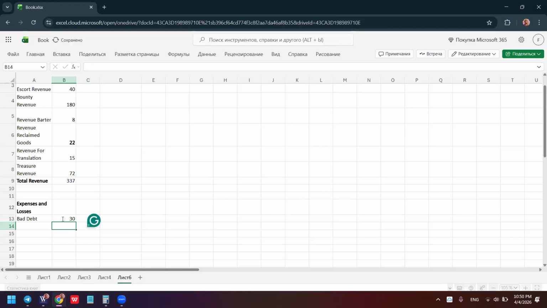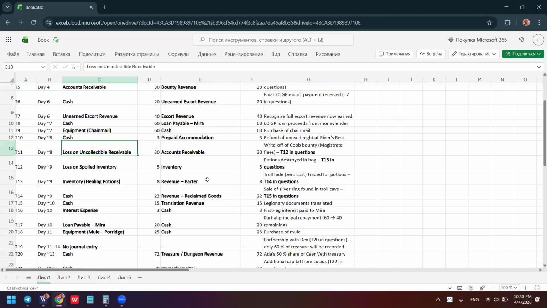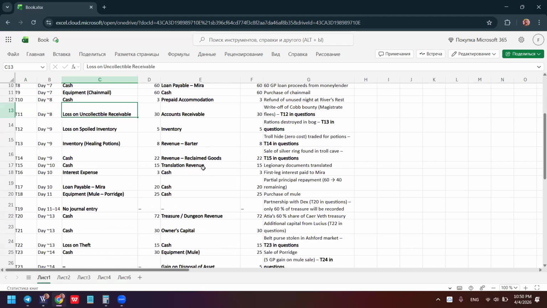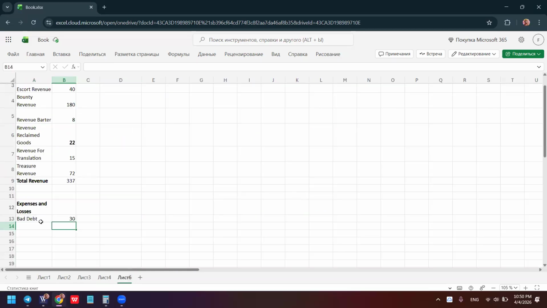So it's 30. Then the next thing. This 15 is what we need, because this 15 is the loss on theft. She got something stolen. Where was it? Here, the purse. She got it stolen. So, loss on theft. It's 15.